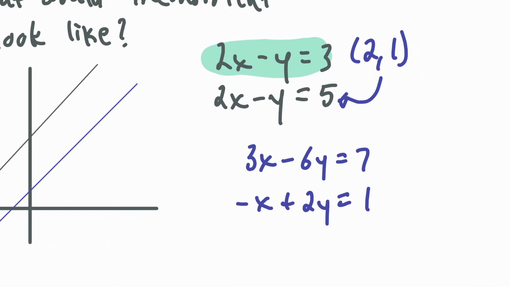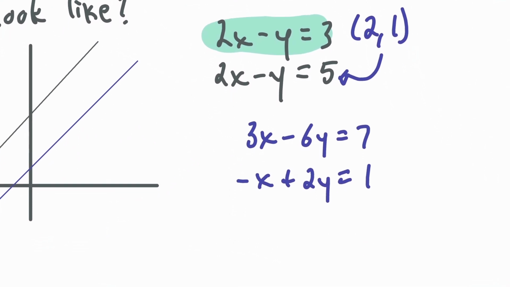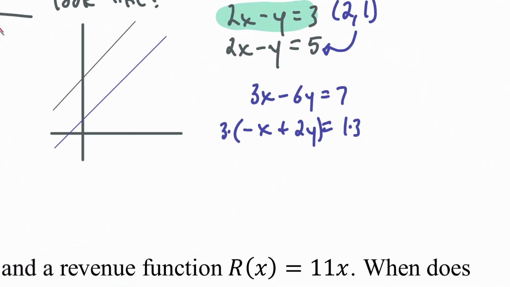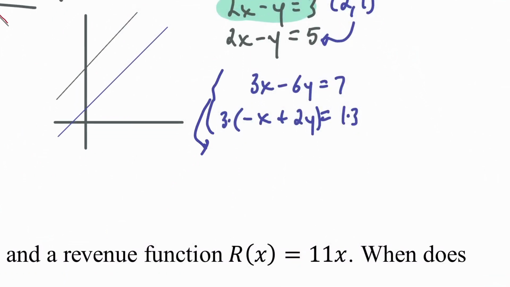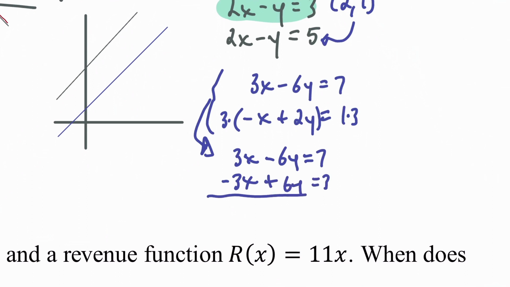Now, what happens when you try to solve these? Well, if I try to solve this via elimination or substitution, let's talk about elimination for a second. If I did that, I need to multiply this equation by 3 on top and bottom, right? So that the pair of equations becomes 3x minus 6y equals 7, and then negative 3x plus 6y equals 3. And when I add the two equations together, I get 0 plus 0 equals 10, which is a false statement, right? It's a false statement.